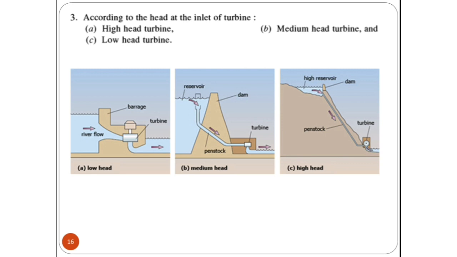Moving on to another classification, that is based on the head available at the inlet of the turbine. They are classified as high head turbine, medium head turbine, and low head turbine. For the high head turbine, you can see the head is very high in figure C. The example is Pelton wheel turbine, so high head is required. Second one is a medium head turbine, which is nothing but a Francis turbine. The head is medium. And the low head turbine is nothing but a Kaplan turbine. These are the examples for the respective turbines.